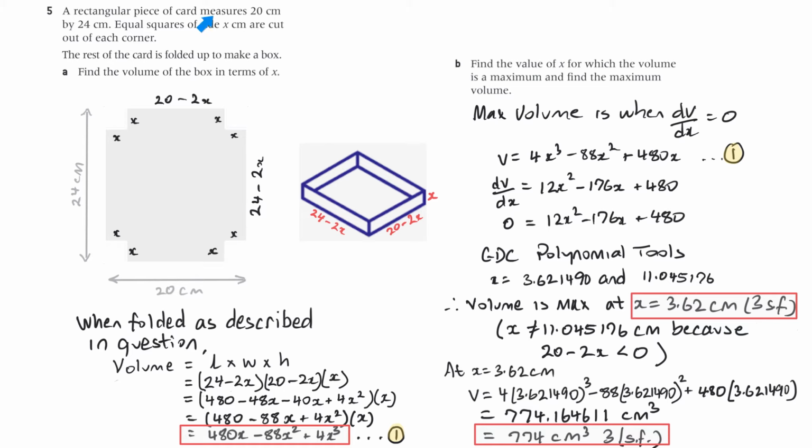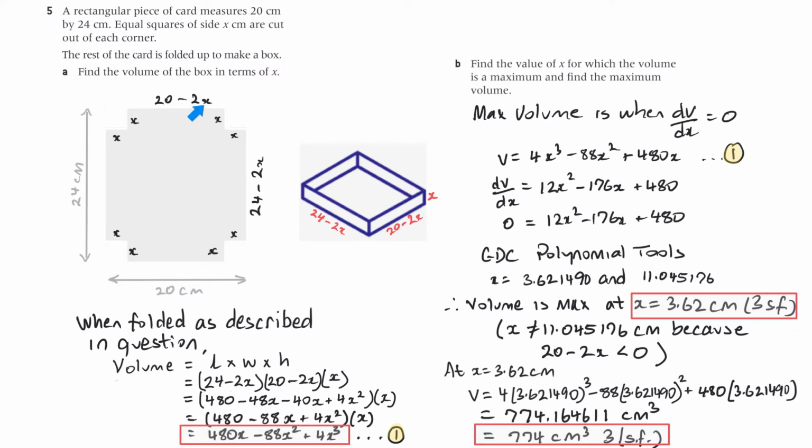5, a rectangular piece of card measures 20 centimetres by 24 centimetres. Equal squares of side x centimetres are cut out of each corner. That's represented here. So all of that length there is 20 centimetres. All of this is 24. And we've cut these squares, which are x by x, from every corner. The rest of the card is folded out to make a box. We can then fold it to make this. Find the volume of the box in terms of x.